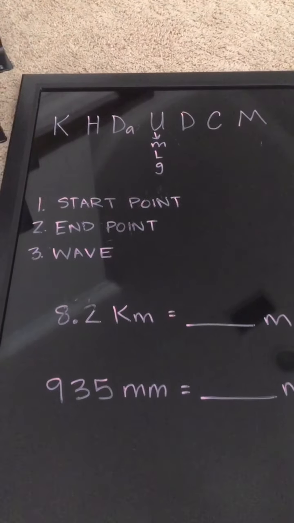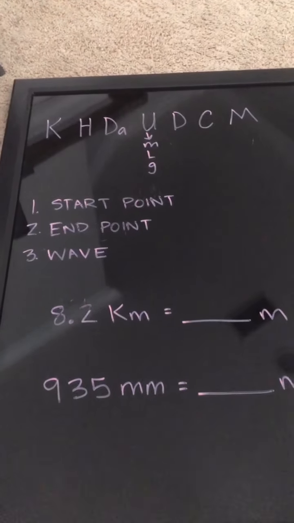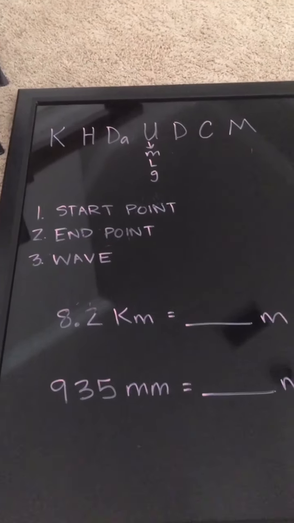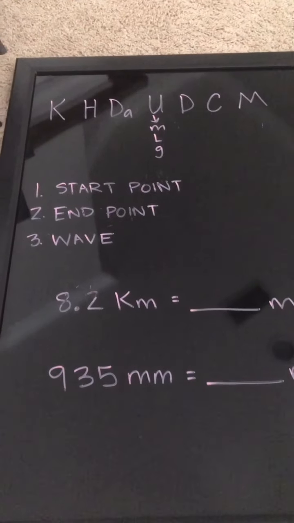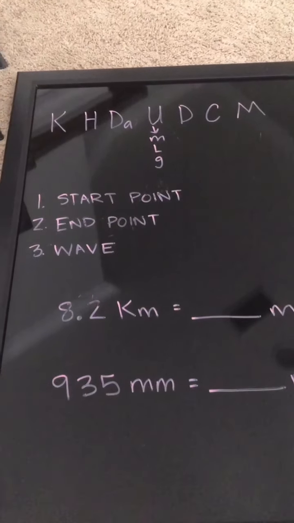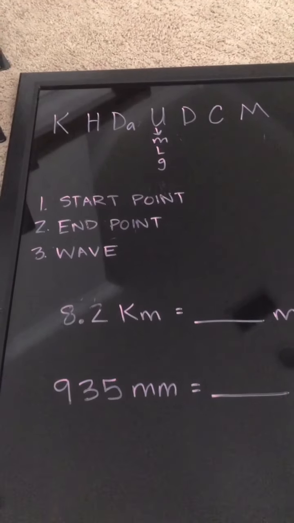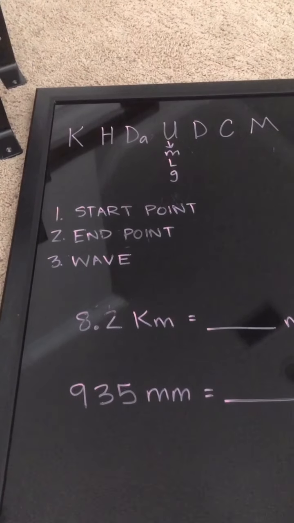I am going to review with you metric units. There's an acronym that we use to help us remember metric units, and that's King Henry doesn't usually drink chocolate milk. Now, I've gone ahead and written this acronym at the top.